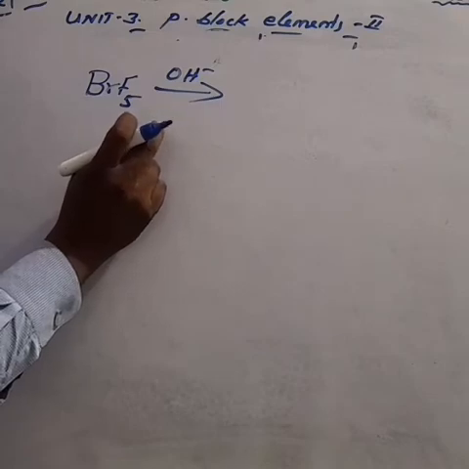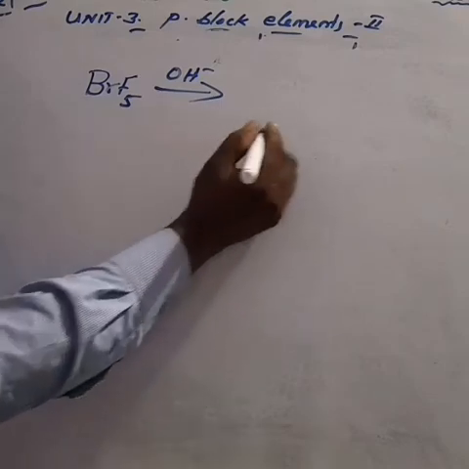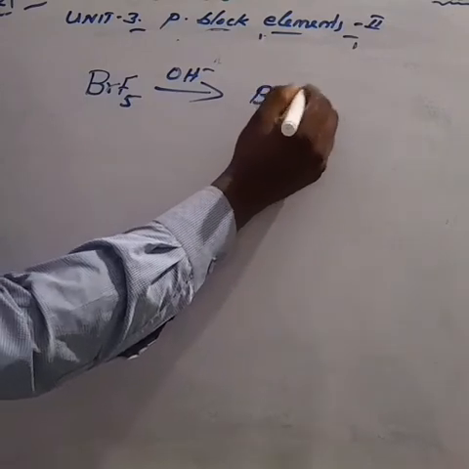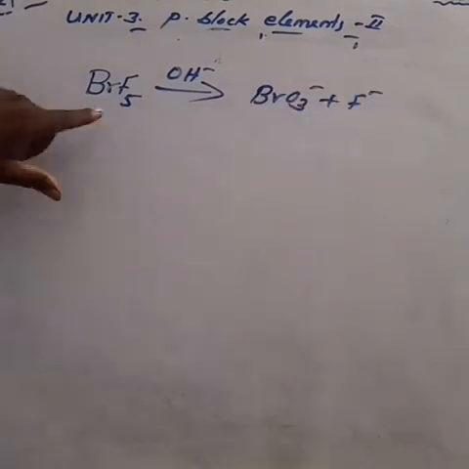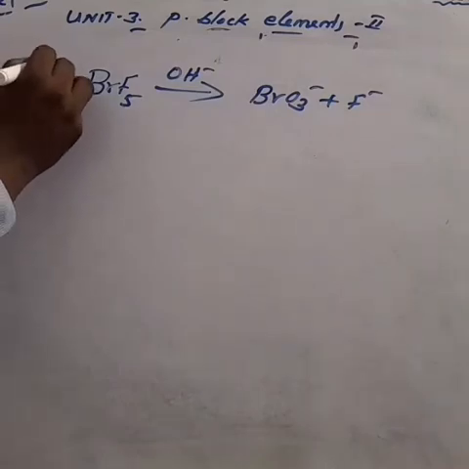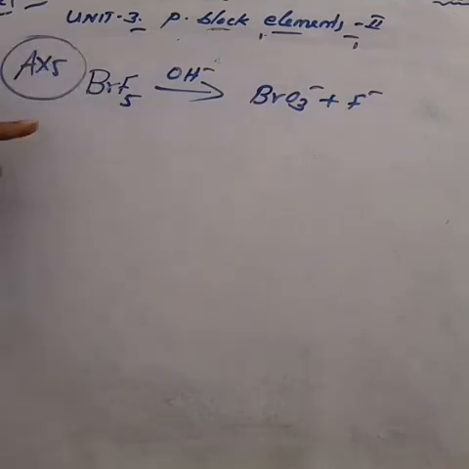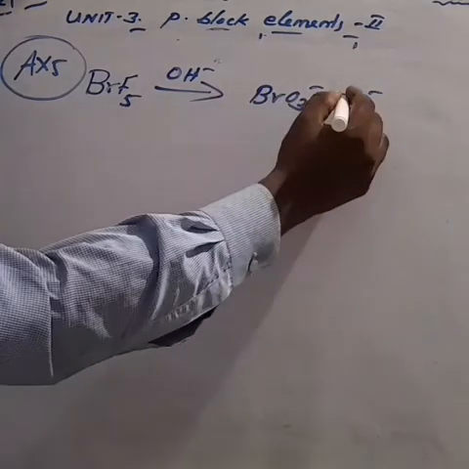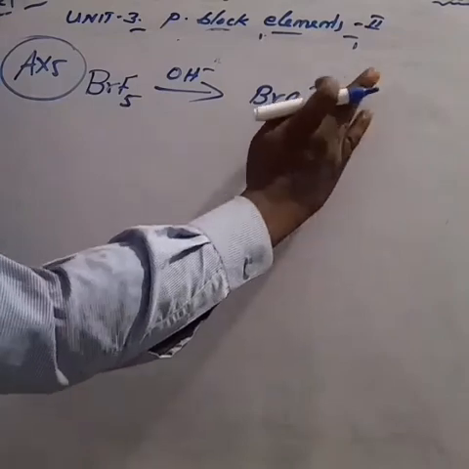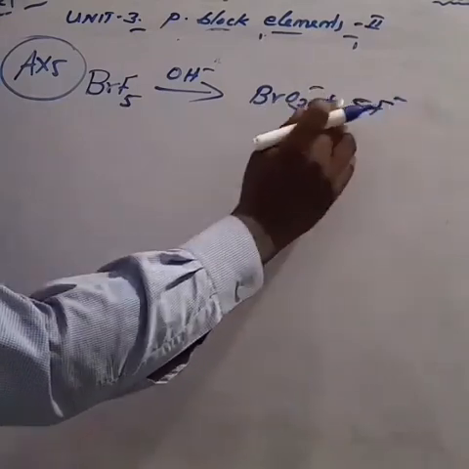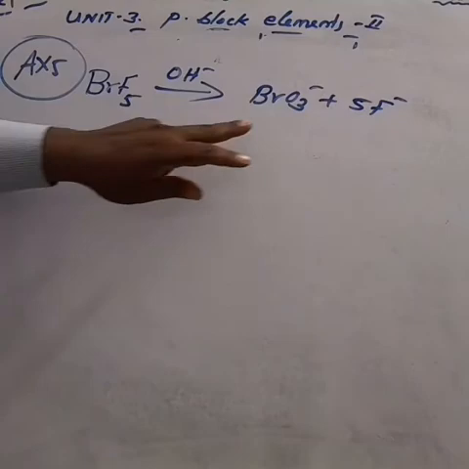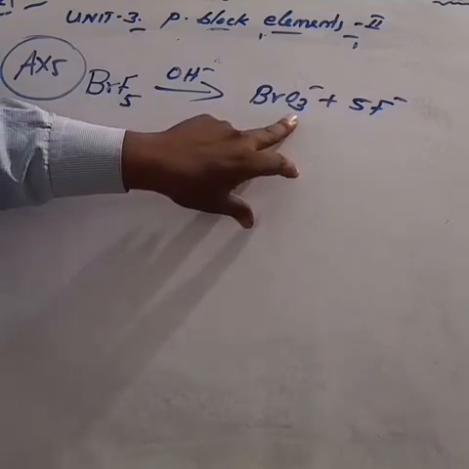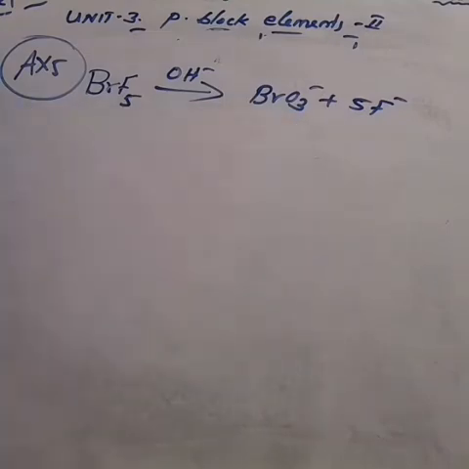BrF5. Can you say which type this is? BrF5, which type? AX5 type, that is AB5 type. BrF5 gives 5F minus, because you have fluorine, 5F minus plus BrO3 minus, bromate ions. Here, this is one of the larger halogens.